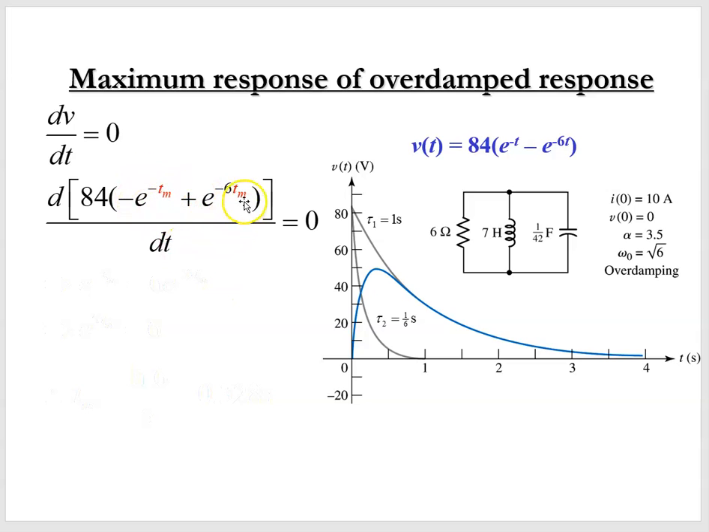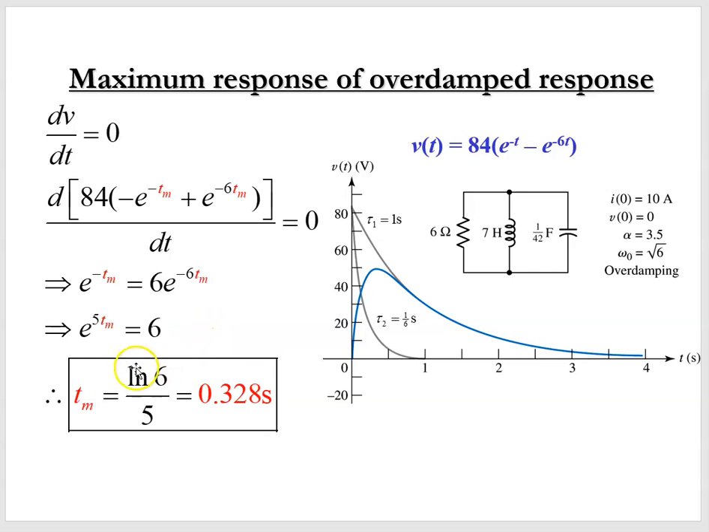So that means this term here must be equal to 0. We get e to the negative Tm is equal to 6 e to the negative 6 Tm. When we divide by e to the negative 6 Tm, we get e to the 5 Tm on the left is equal to 6. We can take the natural log of both sides and find the time that our maximum occurs. So that maximum occurs at 328 milliseconds.